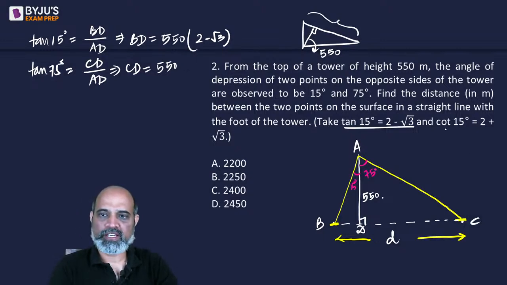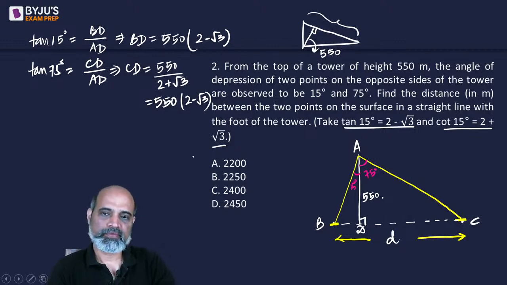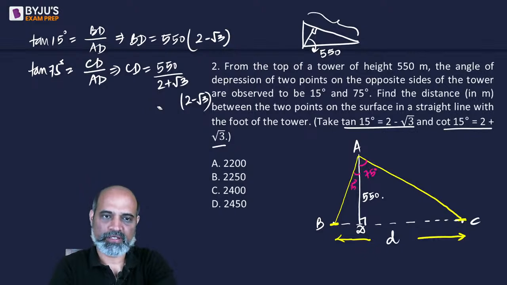550. See, cot 15 is 2 plus root 3. So tan 15 will be 1 upon 2 plus root 3, which if we rationalize and multiply the numerator and denominator both by 2 minus root 3, so this will become 2 minus root 3. Oh, okay. That's what it is. How did both become equal?